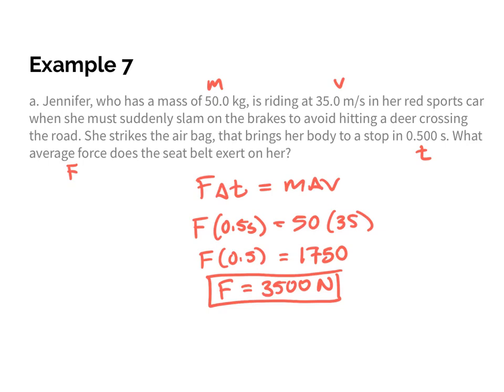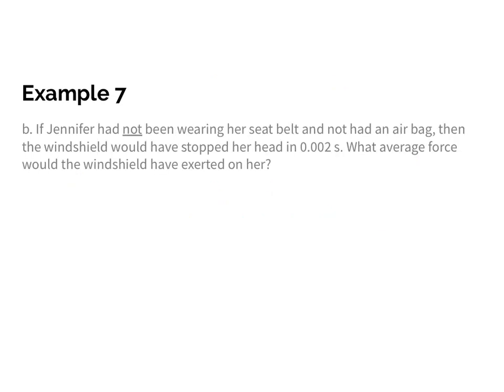that deer. So now in example B, it says, what if she was not wearing her seatbelt and the airbag was not deployed, and instead of the airbag, it was her hitting the windshield. So when she hits the windshield, what happens is that the time is going to change. And the reason why the time is going to change is because there's not that much of a cushion.